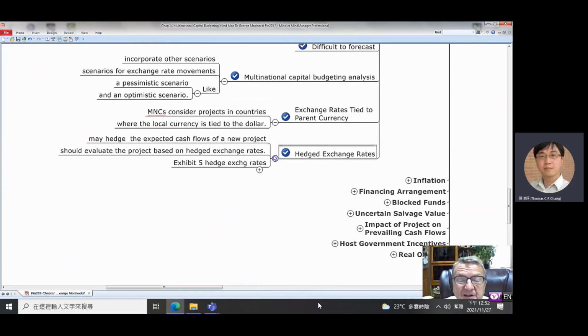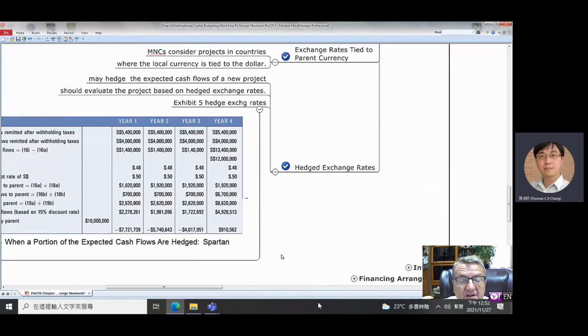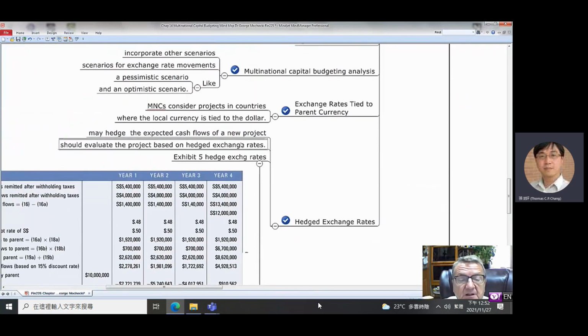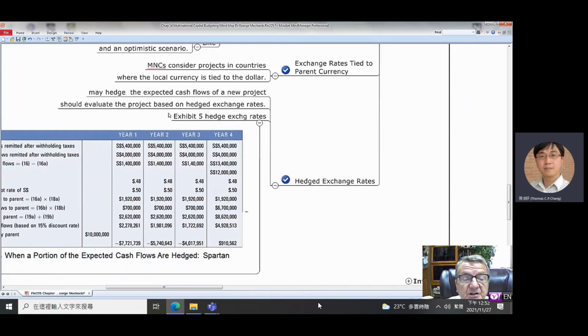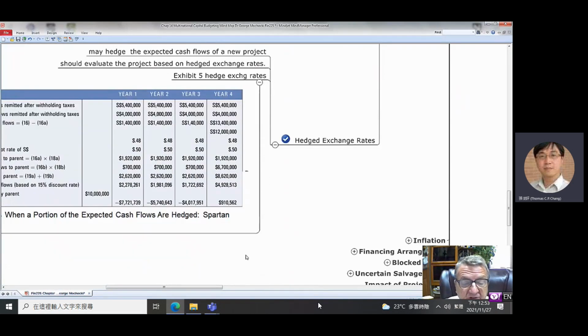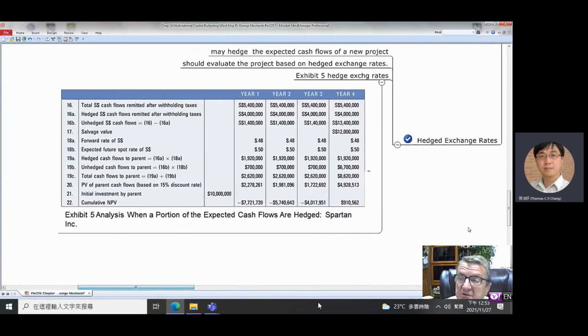Always hedging. Remember, we're hedging, because it's unpredictable, but I want to make sure I know it, so I have the different hedging. So what am I looking at here? May hedge expected cash flow of a new project, and should evaluate the project based on the hedged exchange rate. And here are some exchange rates for the same thing. So now if I looked at the same project we're doing, and I have this on here, look how the numbers have changed.